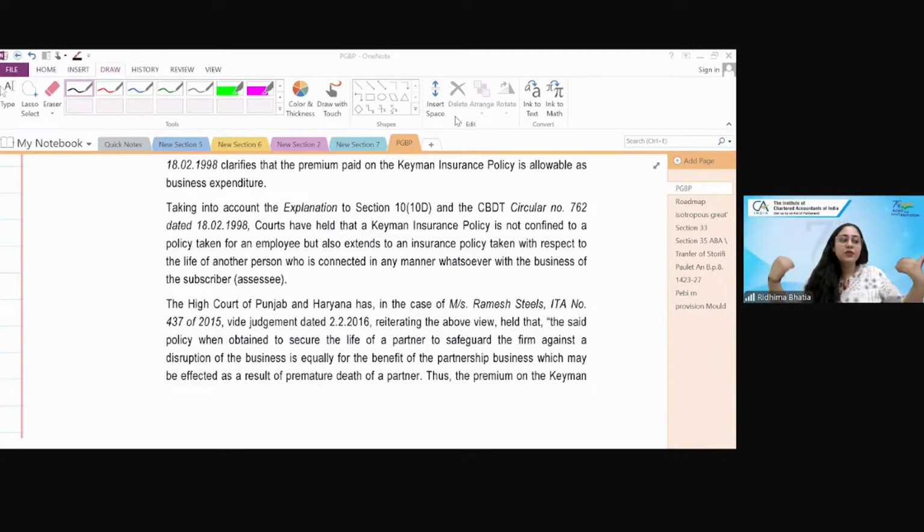Simply wherever you see that the business is getting benefited, it is for the benefit of business. Any such question can come to you as a case law also. In all these things, you have to apply these provisions of section 37 and answer it. Okay. What all more clarity has come into section 37? Let's see that.